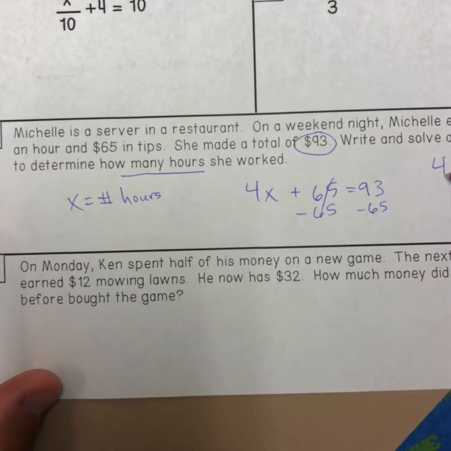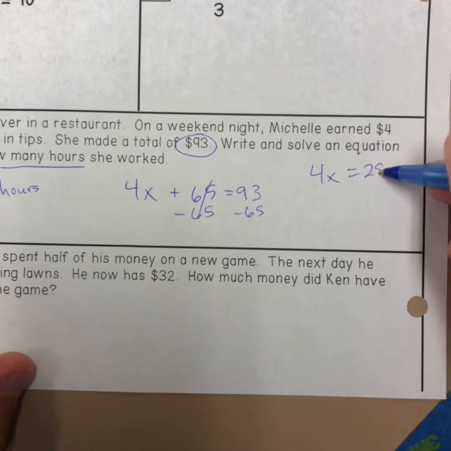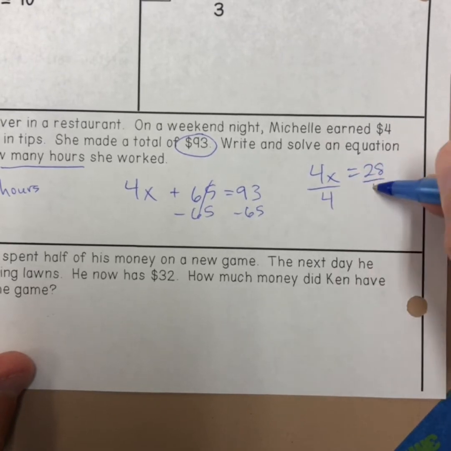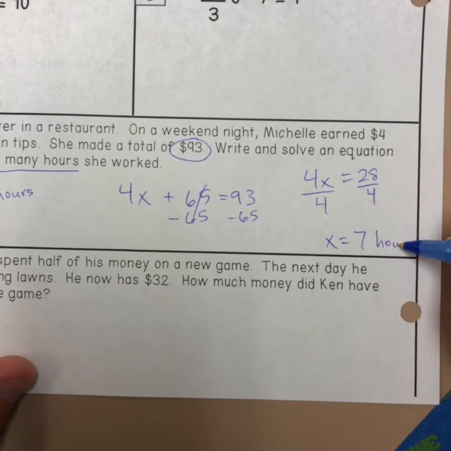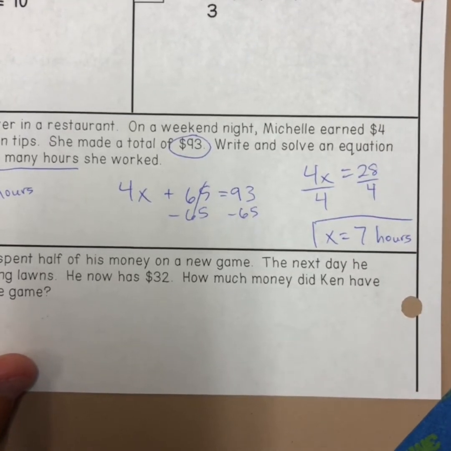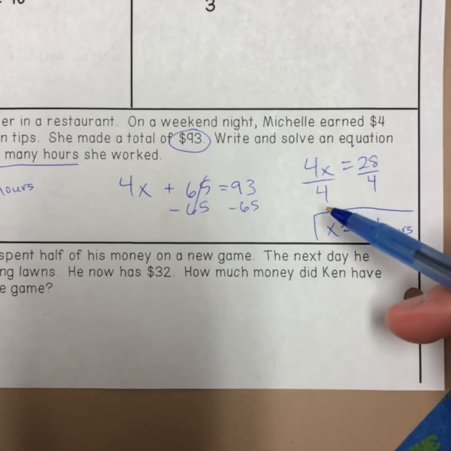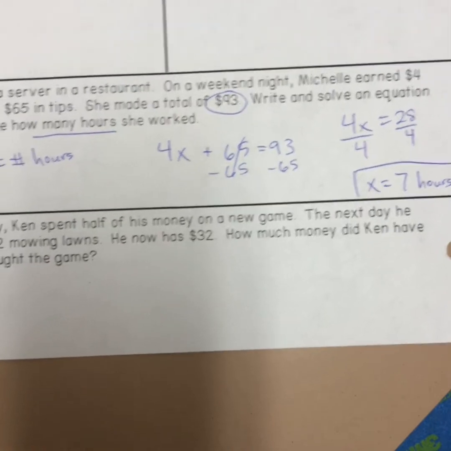Subtract. All right, so we're going to get 4x equals 28, and then we can divide to get a final answer of 7 hours. All right, so that would be how many hours Michelle worked on that weekend night. And then you can plug it back in and make sure that it works out, which it does, okay?